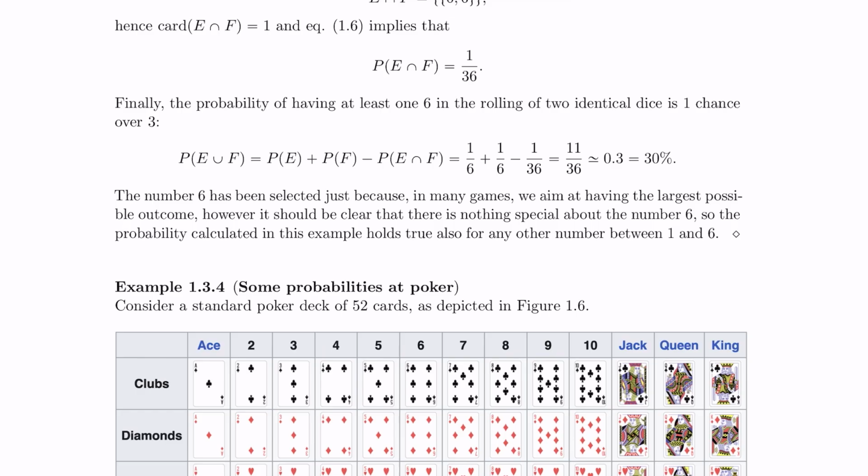Notice that there is absolutely nothing special about the number 6, and so this probability is exactly the same if we replace 6 with any other number between 1 and 5. So the take-home message that you can use to impress your friends is that when you throw two dice, you have almost 1 chance over 3 to obtain at least one fixed number of your choice.